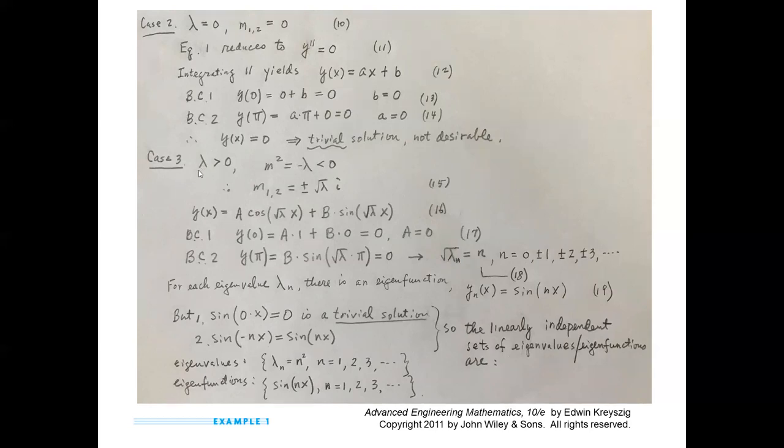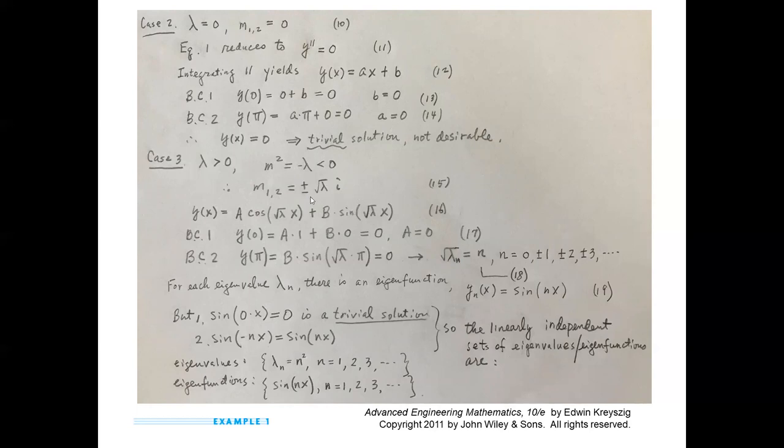Case three says lambda is positive. If lambda is positive, we know the right-hand side of the characteristic equation is smaller than zero. So for a negative value on the right, we can write the two roots, which involve imaginary I. And the two roots always have two values with two opposite signs. So we put a positive, negative sign there. Then in the middle, we put the square root of lambda because lambda is positive.